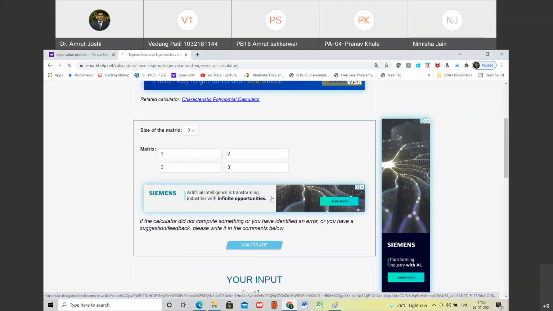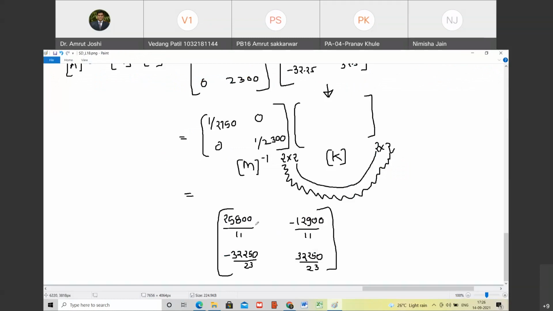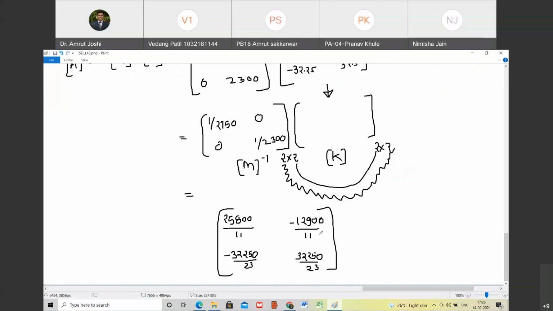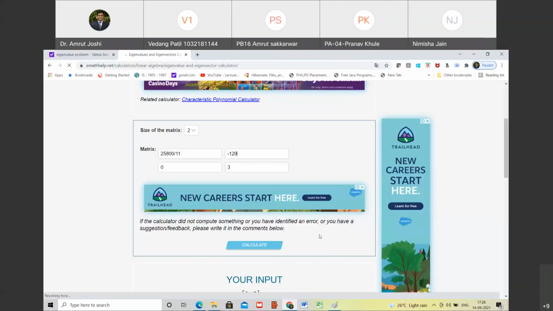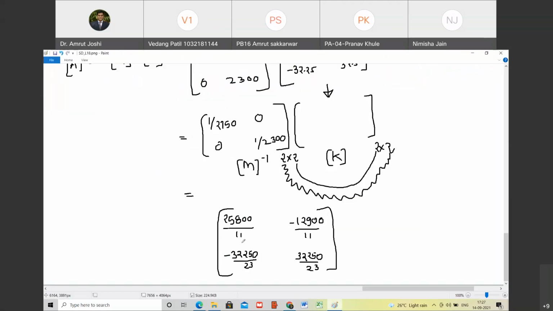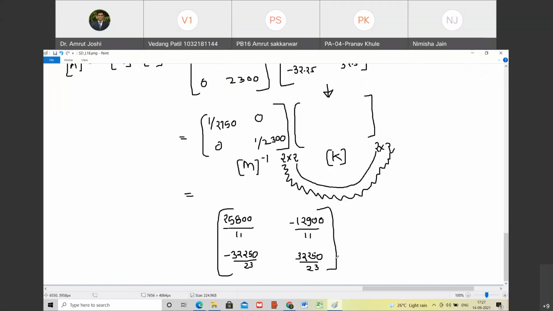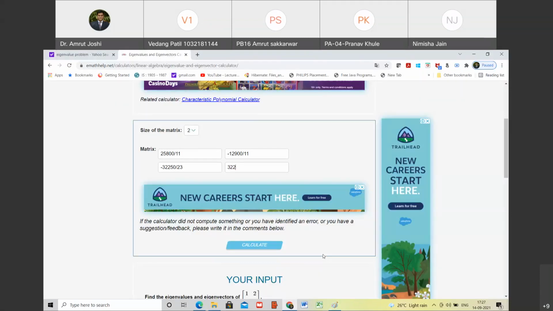So what is the matrix? 25800 by 11, then minus 12900 by 11, then minus 32250 by 23, minus 32250 by 23, and then 32250 by 23. Happy? And I will ask it to calculate now.